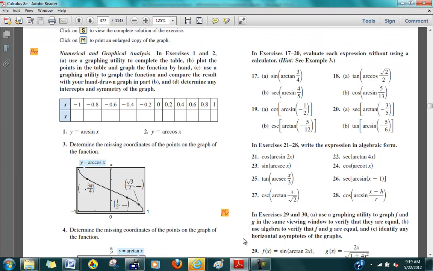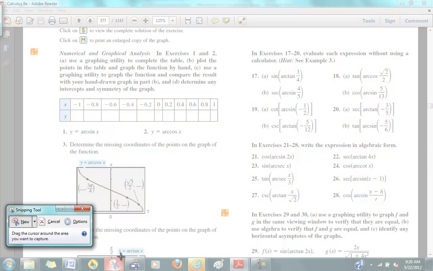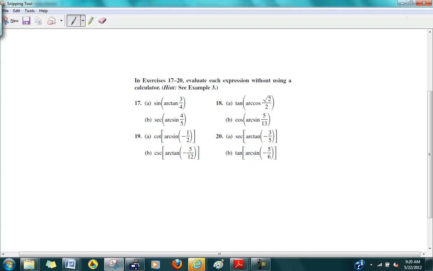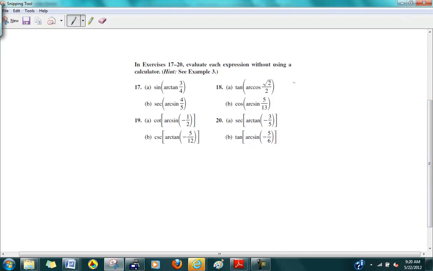Now 18a is straight out of your friend's table. You should be able to do that out of friend's table. B is definitely not doable from the friend's table because those are not friendly numbers. So part A, tangent of, what's arc cosine of root 2 over 2? Friend's table. Pi over 4, nice. Tangent of pi over 4, nice. Okay, all out of friend's table. 18.